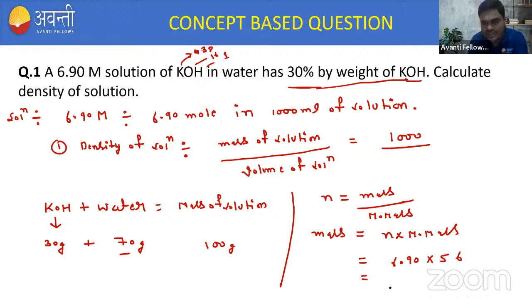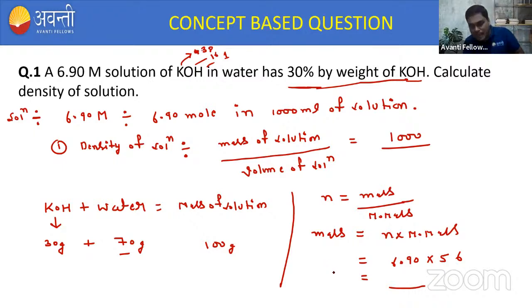So 6.90 into 56. So this comes out to be 56, so just multiply this and you'll get the weight of the solution. This is how you get the weight of the solution, 6.90 into 56. Now, 6.90 molar solution of KOH in water has 30% by weight.